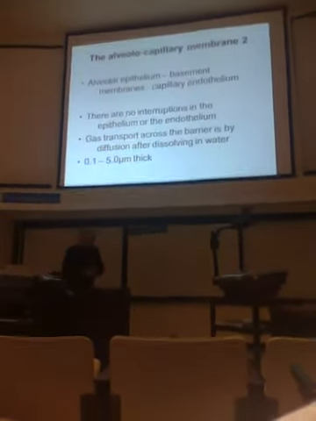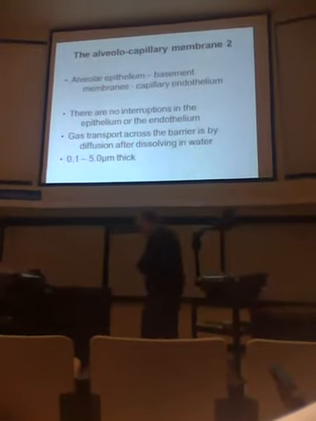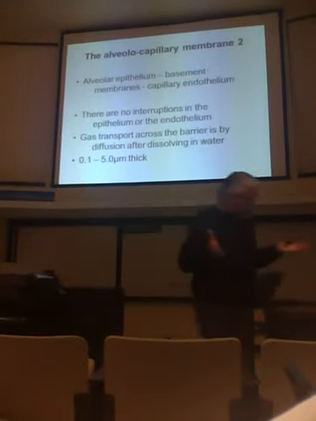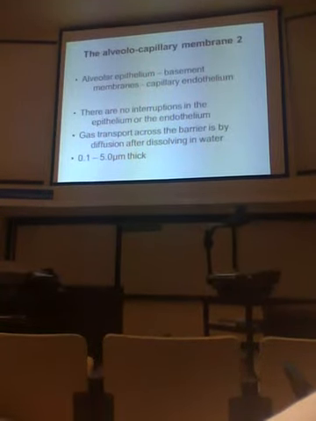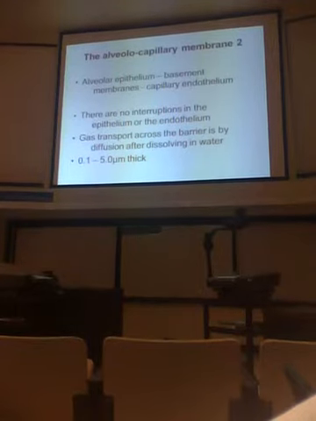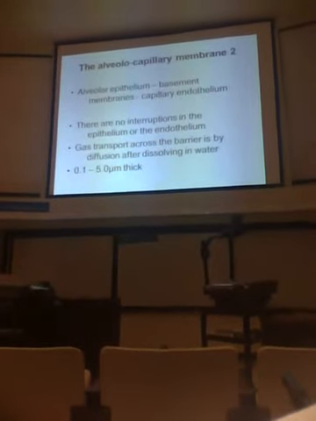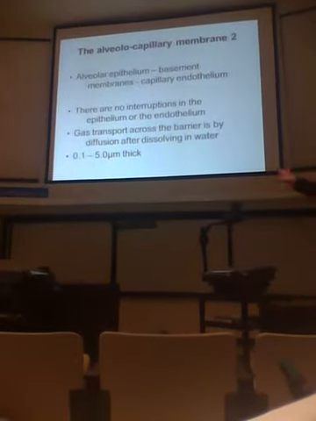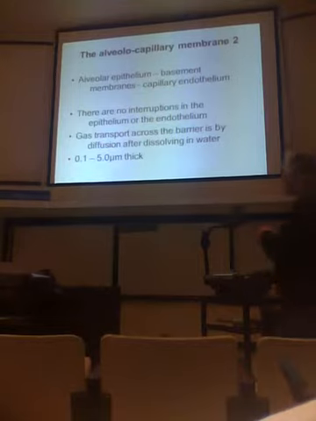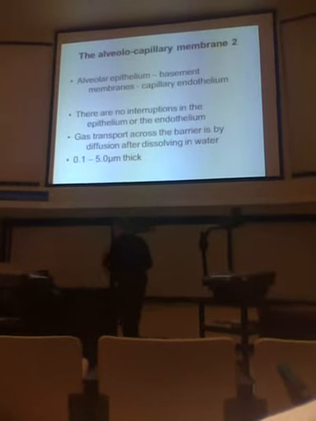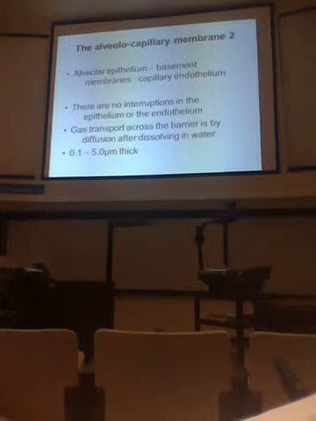So the alveolo-capillary membrane then consists of the basement membrane, the alveolar epithelium, basement membranes, and the capillary endothelium. There are no discontinuities in this membrane. The gases have to go right through it. There are no interruptions in it. Gas transport across the barriers by diffusion after dissolving in water. And the barrier is variable in different regions. Even in some of the cartoons, you can see that in some regions it's thicker than others, but it's of the order of 0.1 to 5 micrometers thick. So 5 micrometers, a long way for gases to diffuse.